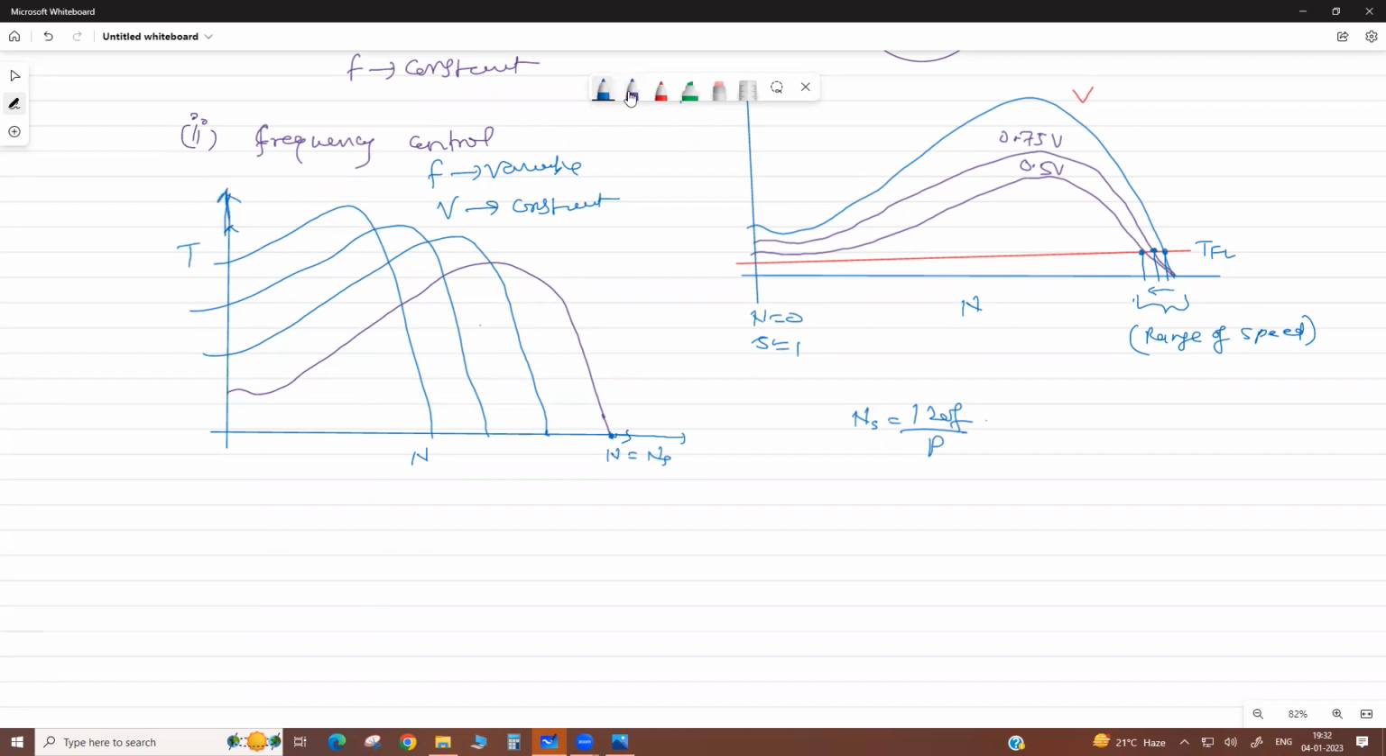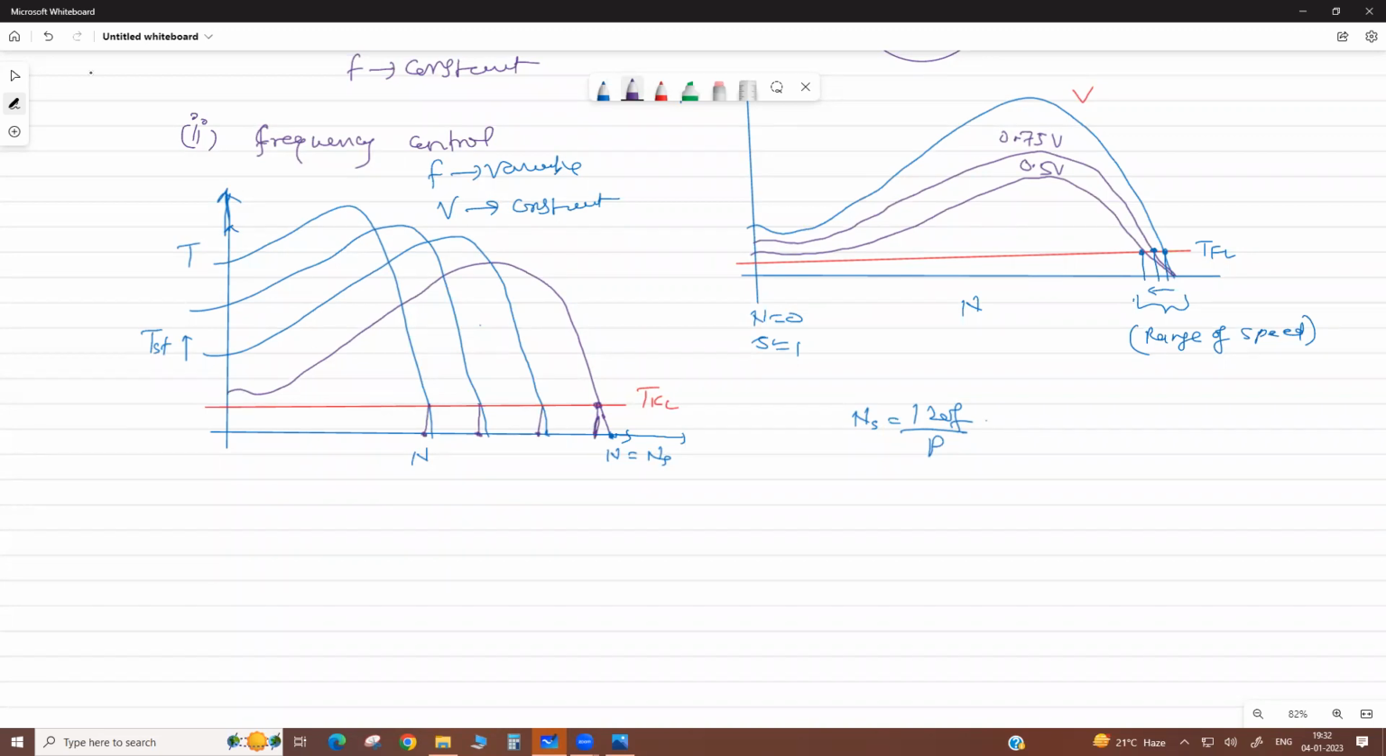So we get a high starting torque by this frequency control. The starting torque TST is increased, and the maximum torque also increases. And this is your full load on the motor, TFL. Then if we reduce the frequency, initially your motor is running here at this speed, then it shifts here, then shifts here. So this is your speed at different frequencies.